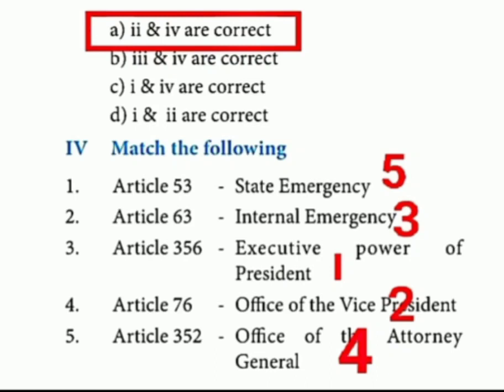Executive power of the president, number 1. Article 63, Office of the Vice President. Third one, Article 356, Internal Emergency. Fourth one, Article 76, Office of the Attorney General. Fifth one, Article 352, that is the state emergency. That's all, children.